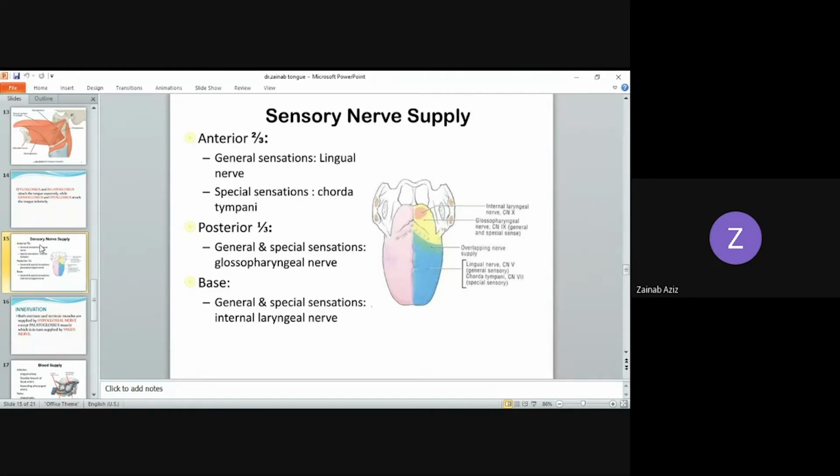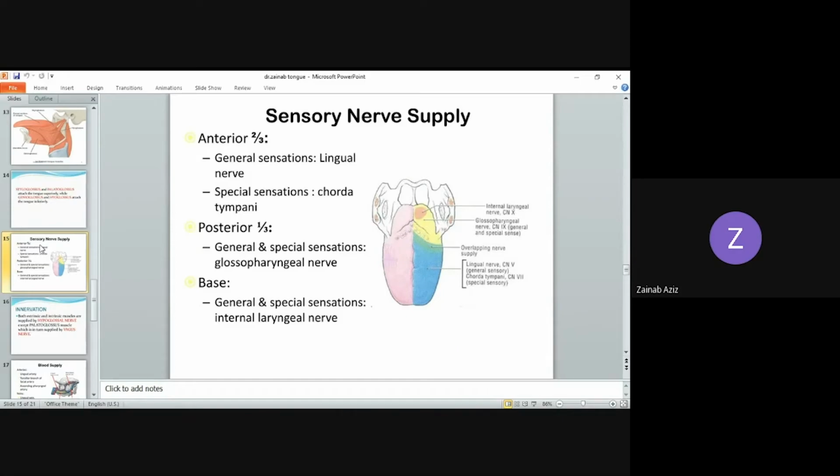While special sensation means it is different from other parts of the body. For the tongue, special sensation means taste, when you are tasting sour, bitter, or sweet. This is different from hot and cold. This is called special sensation, which is carried by the chorda tympani branch of the facial nerve. So in the anterior two-thirds, general sensation is by the lingual nerve and special sensation by the chorda tympani.